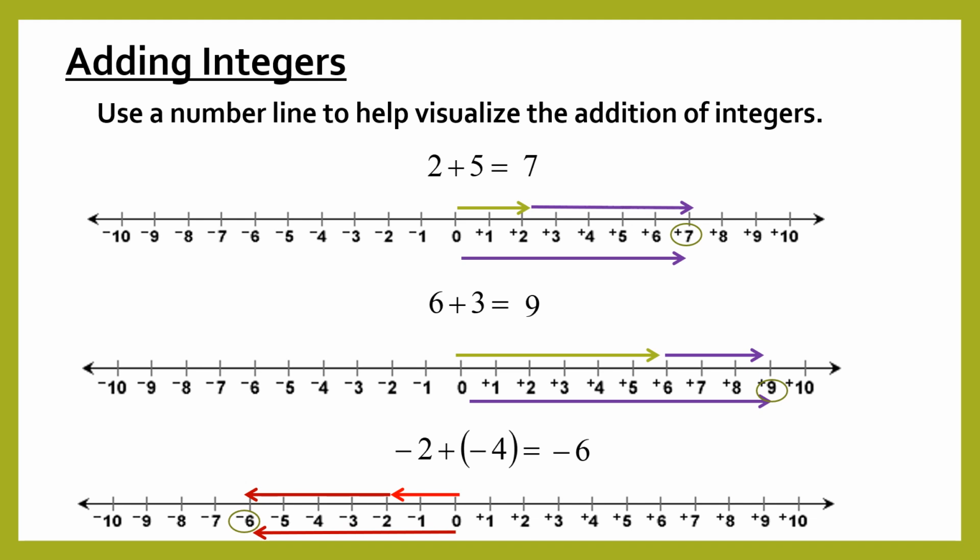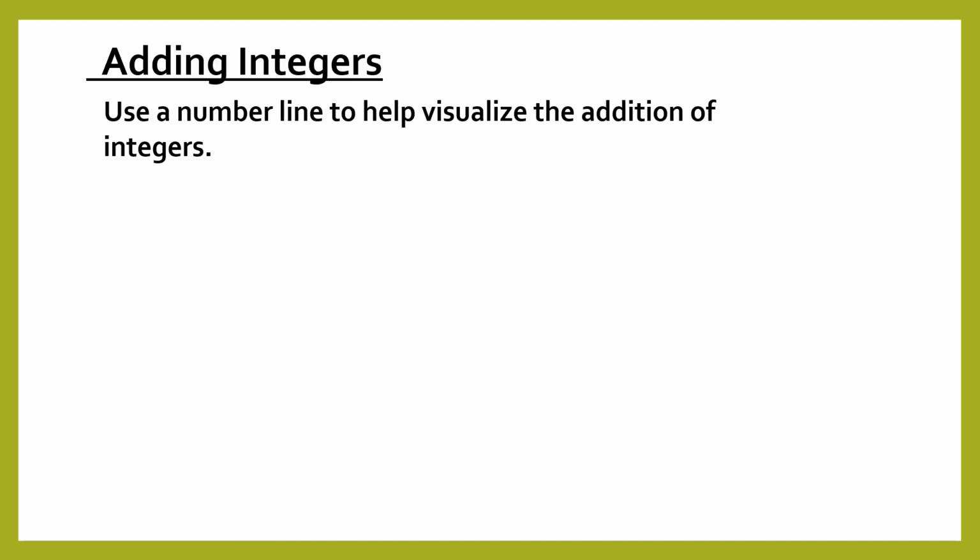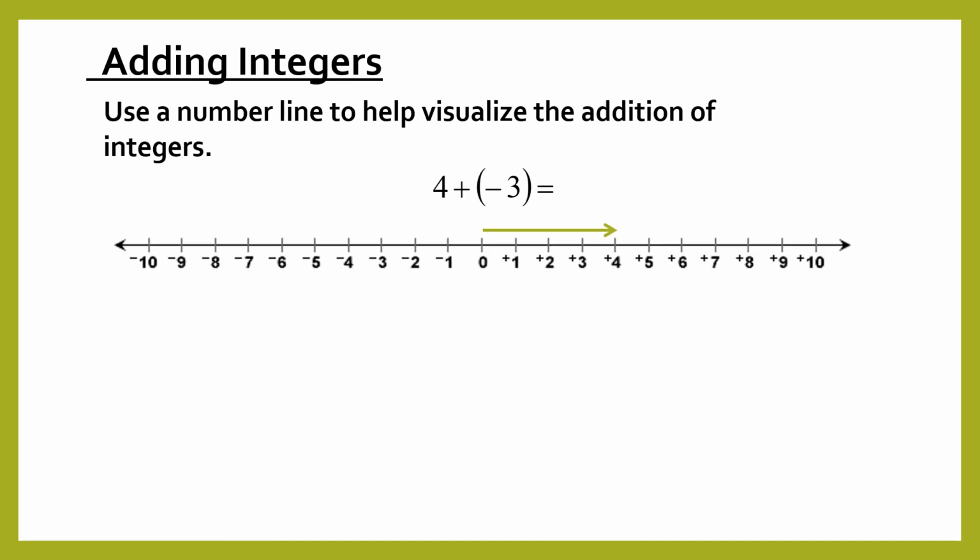Next, we have 4 plus negative 3. So 0 to 4, and then from there to negative 3. Then we put it here. So the answer is positive 1.